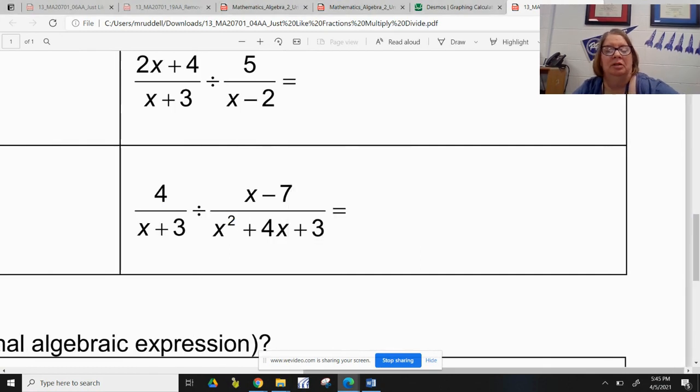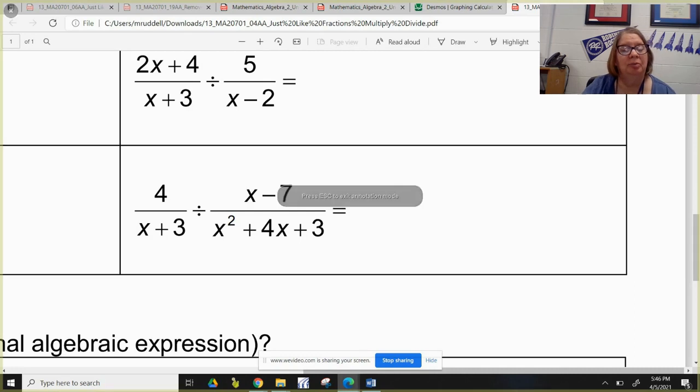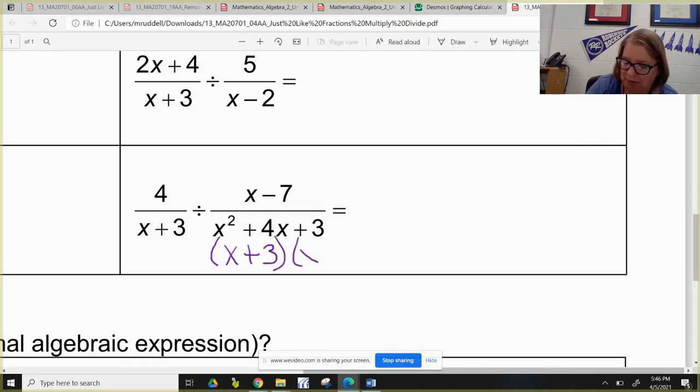Move this over. Now, we've got a flip here and a factor. We need to factor the bottom of that fraction, and we need to flip it. You can factor first or you can flip first. It does not matter. This is x squared plus 4x plus 3. If I factor that, what multiplies to 3 and adds to 4 would be x plus 3 and x plus 1. Some of you will be able to factor and flip in the same step.